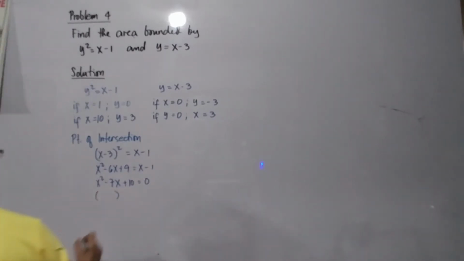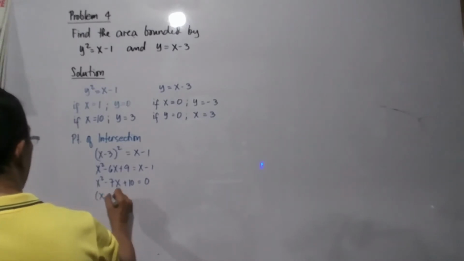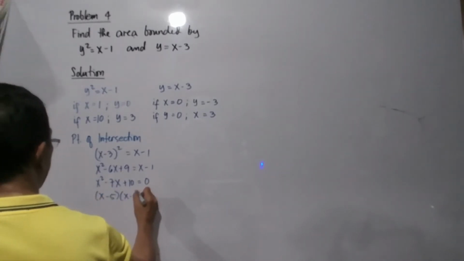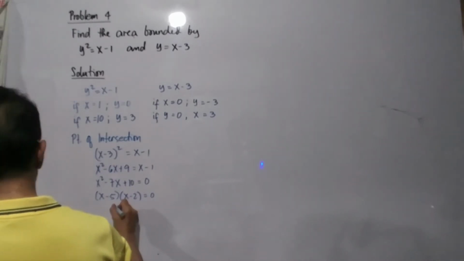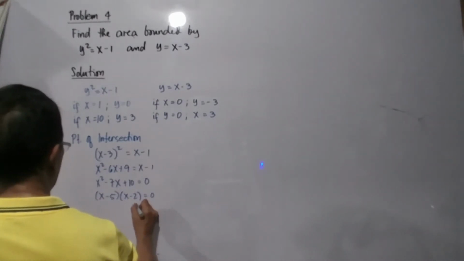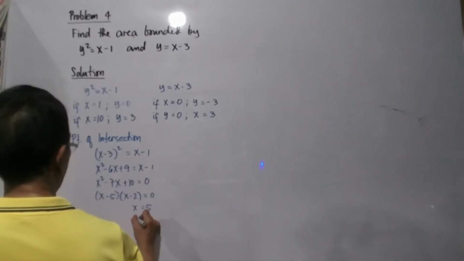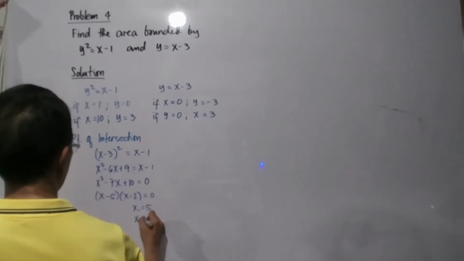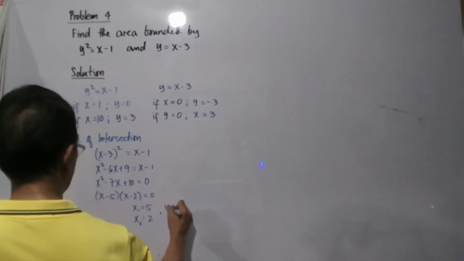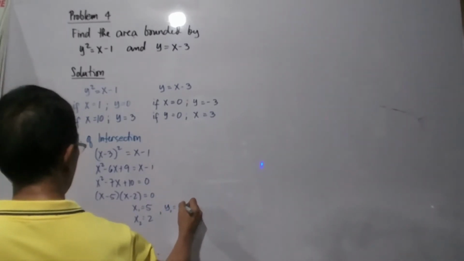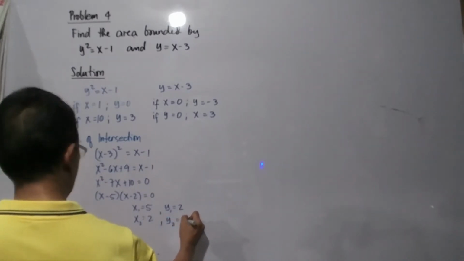By factoring, we have x minus 5 and x minus 2 equals 0. So x equals 5 and another x equals 2. If x is 5, y equals 2. And here you have negative 1.